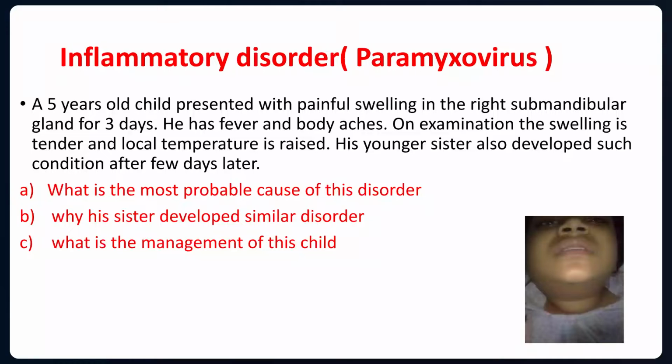So if the child has some sort of this mumps, so this is the mumps which causes the inflammation of the submandibular gland. So if this child is school going, he or she should be kept away from school. So there will be isolation of the child. Otherwise, other children at home, the smaller children, can get this infection.